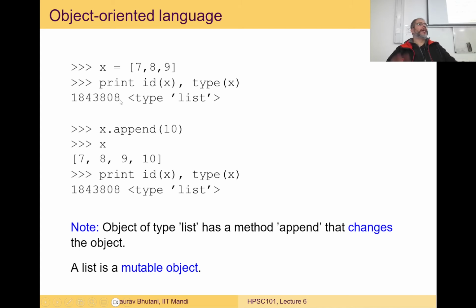What it did was add another item to it, but x is still pointing to that list. So if you say x.append(10), it does not create a new list. It's exactly the same list with some more information added to the end of it.